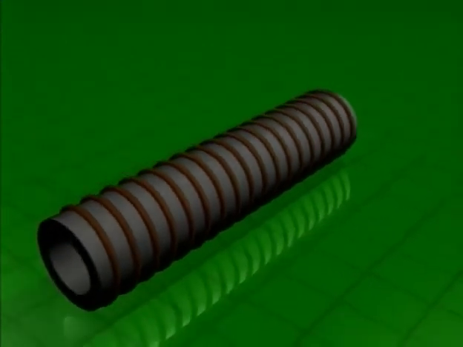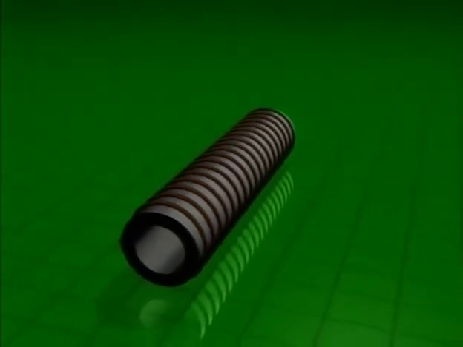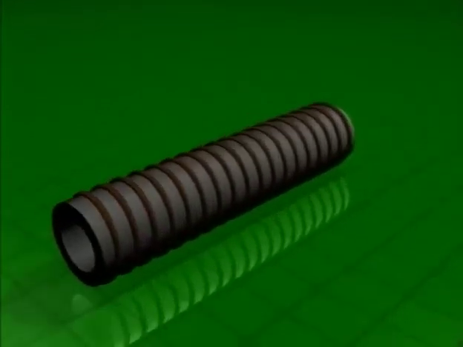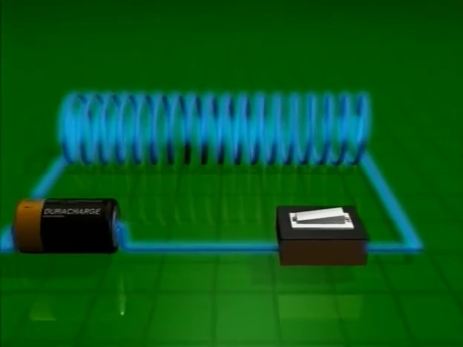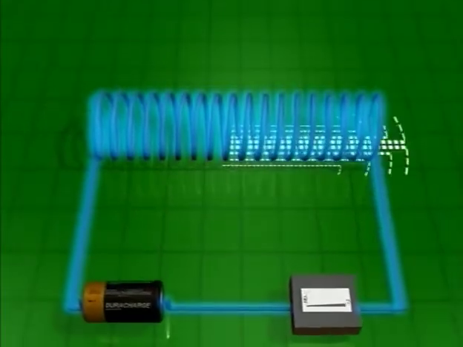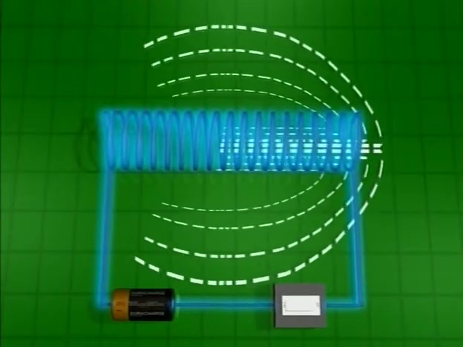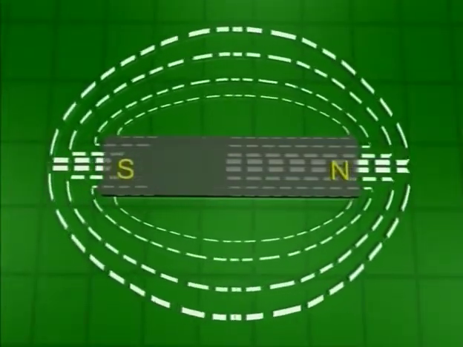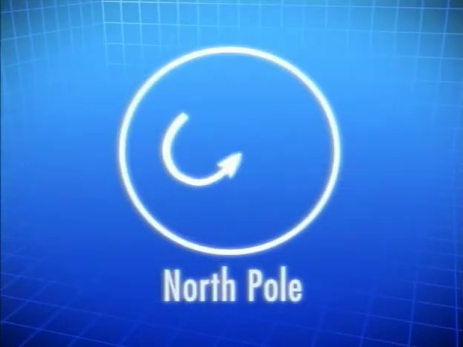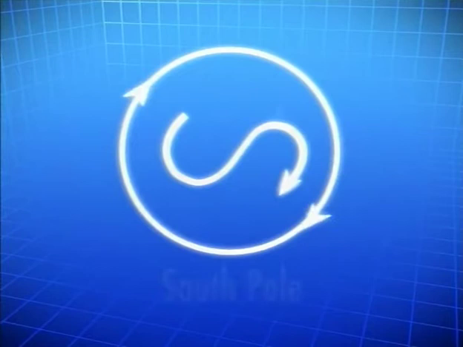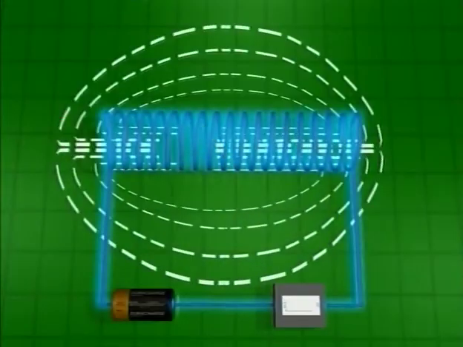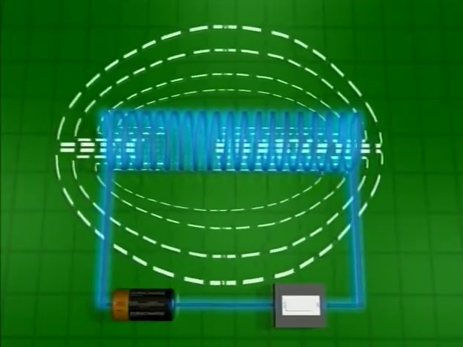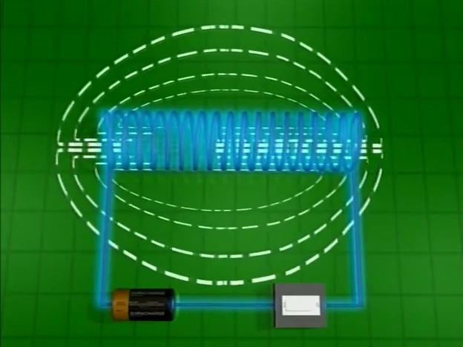This is because in each turn the direction of the current is the same and hence the magnetic field due to the current in each turn will be added. Because of this, a strong magnetic field is obtained using a solenoid as shown. The magnetic field of a solenoid is quite similar to that of a bar magnet. One end of a solenoid behaves as a north pole, the other as a south pole, and the magnetic field is the same at all points inside the solenoid. That is, the field is uniform inside the solenoid.